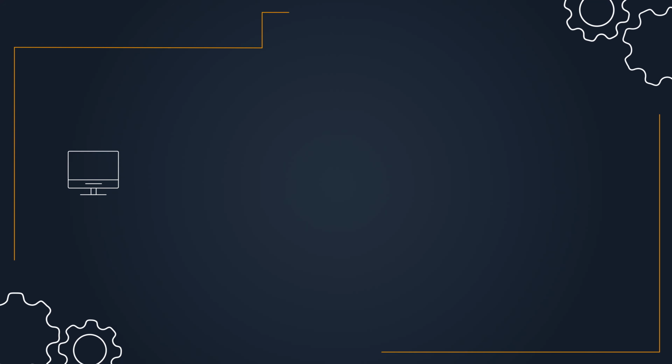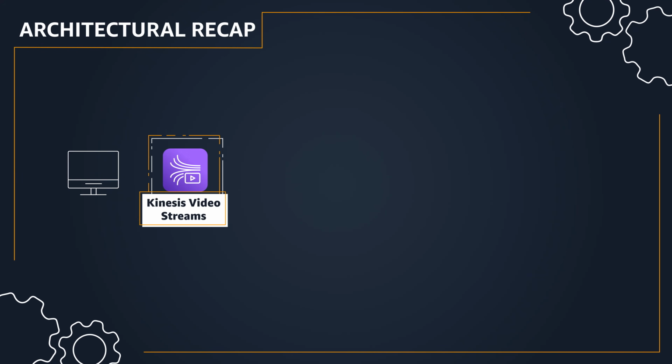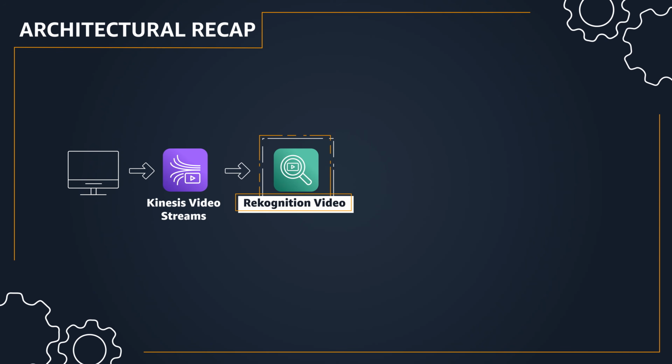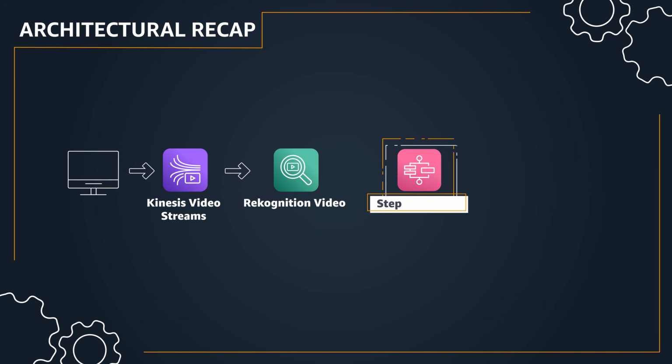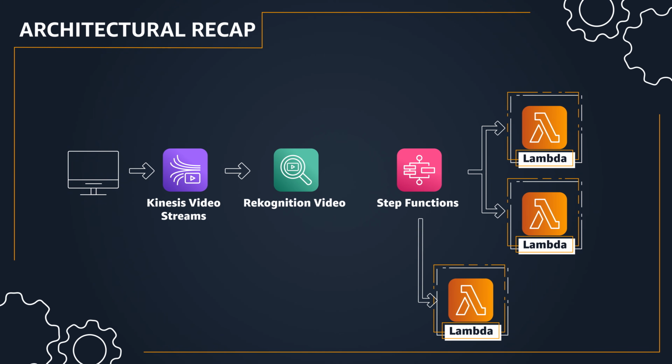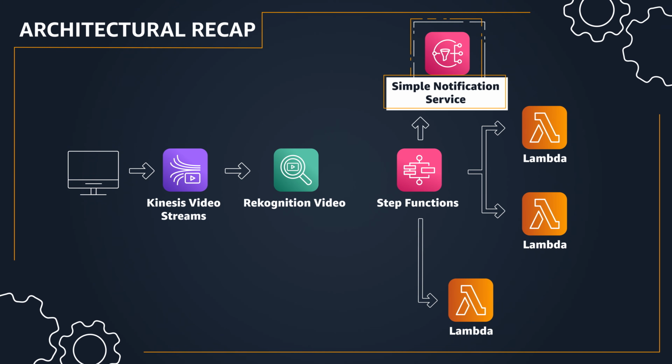I know, I covered a lot. Time for a recap. Stream video using Amazon Kinesis Video Streams. Use Amazon Rekognition Video to determine if someone is cheating. Use AWS Step Functions to build workflows for Lambda functions. Notify the instructor using Amazon's Simple Notification Service. That's how you can build a virtual proctoring solution.